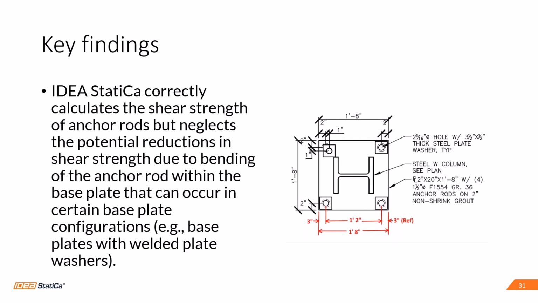One other key finding in this study is that IDEA StatiCa correctly calculates the shear strength of anchor rods, but it neglects the potential reduction in shear strength due to bending of the anchor rod within the base plate that can occur with certain base plate configurations. For instance, base plate with welded plate washers. So we are not accounting for that extra bending that you have between that welded washer in the base plate. So that's why it can differ from manual calculations, okay?